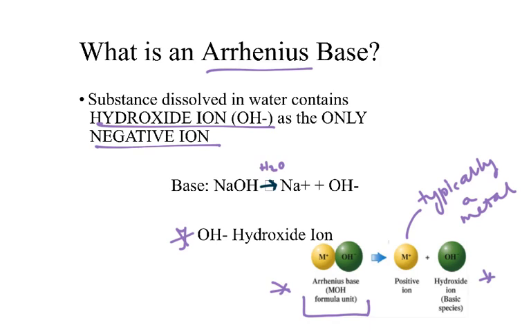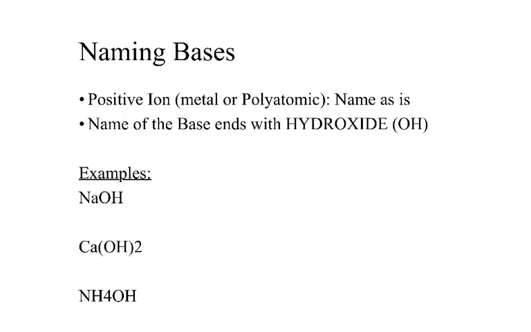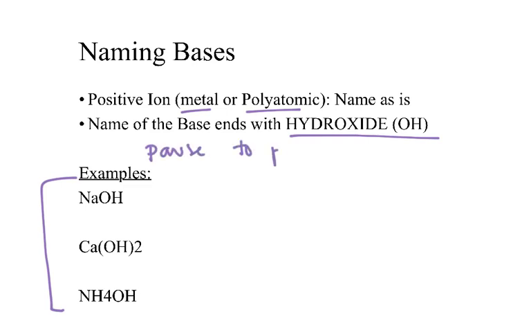So, just like naming acids, there's different steps to naming the bases. So, these are a little bit easier. Our positive ion, this is going to be our metal or polyatomic ion. We keep the name the same. We name the base end with hydroxide. So, there's 3 examples here for you guys. What I would like you to do is pause the video to practice, and then unpause when you're finished, and we will go over the answers briefly. So, take a second now to work on these guys, and then come back.